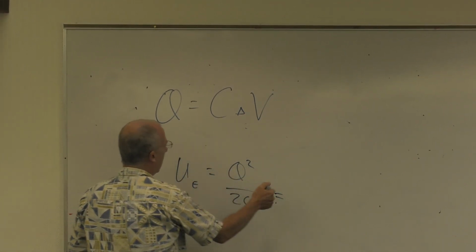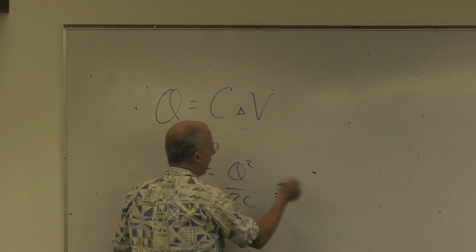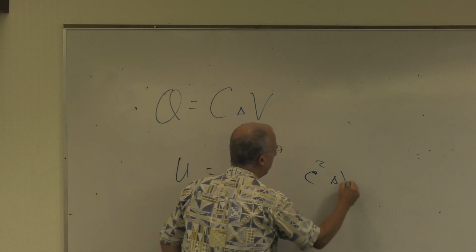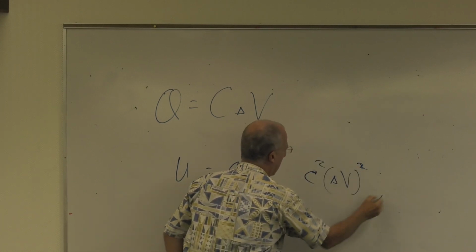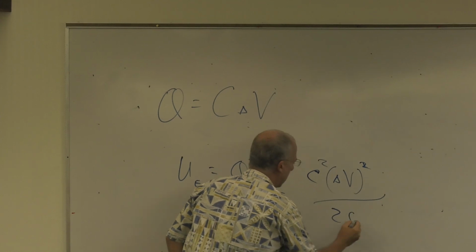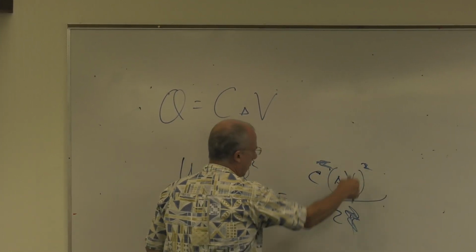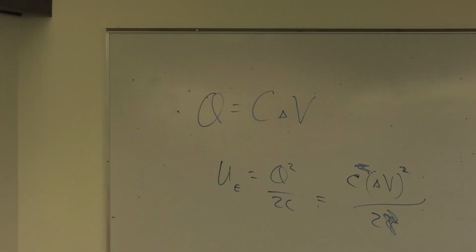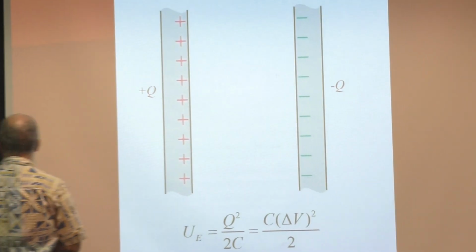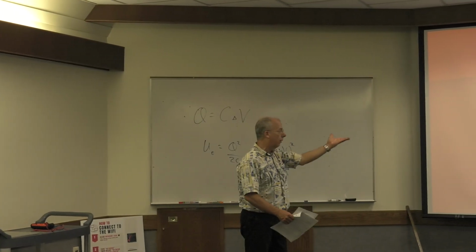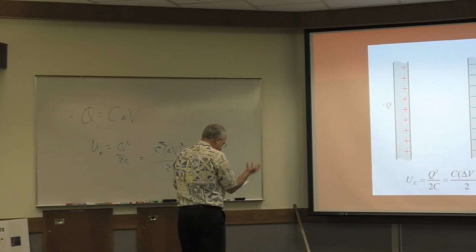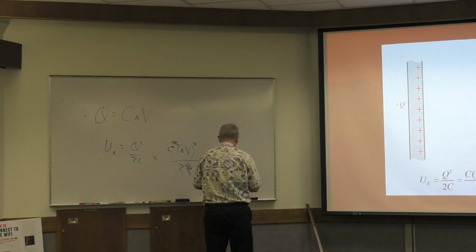Let's just substitute. So we're going to square that: C squared delta V squared. Then on the bottom we have 2C. So this C kills that C, and we just have C delta V squared over 2. C delta V squared over 2. So if you have a homework problem where they talk about energy stored in a capacitor, there you go.